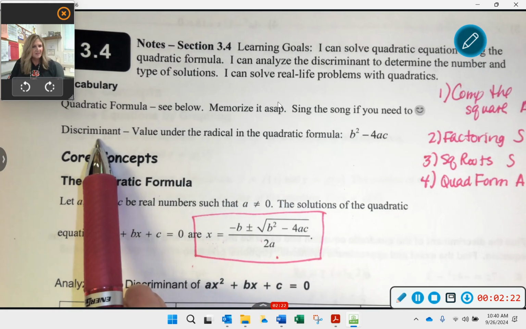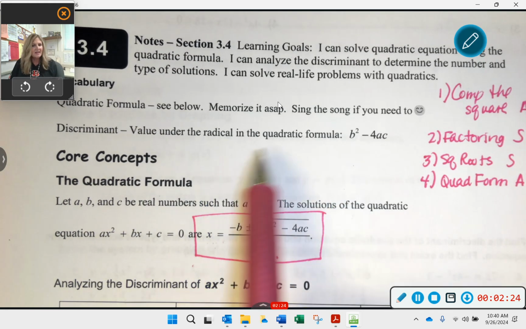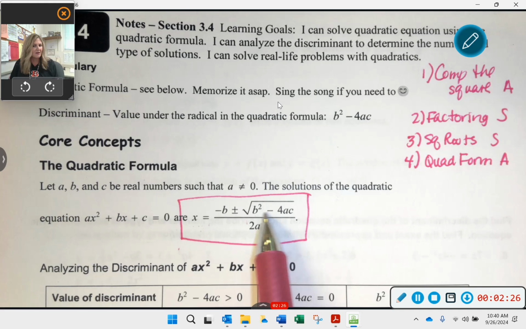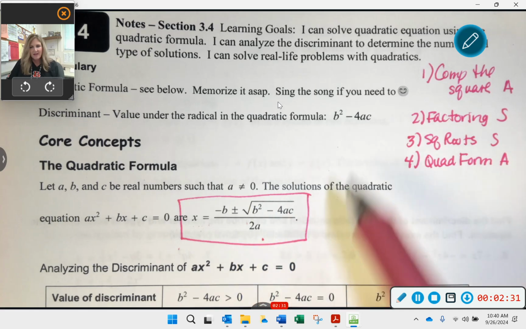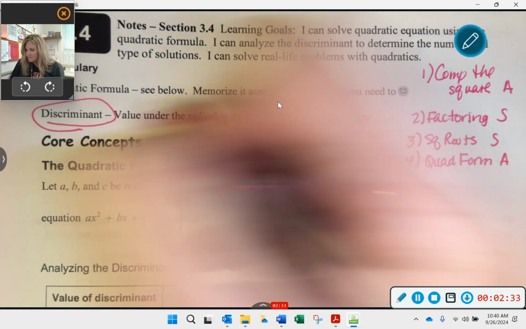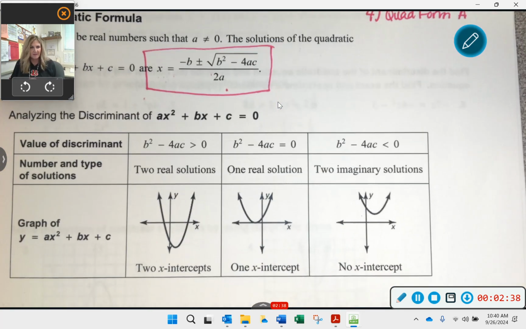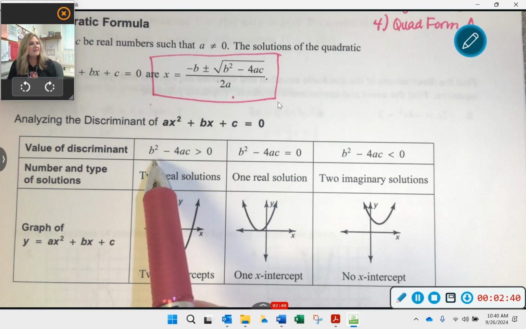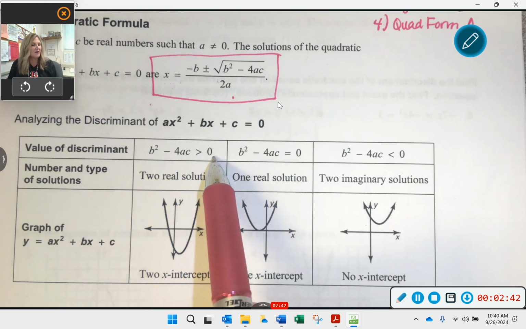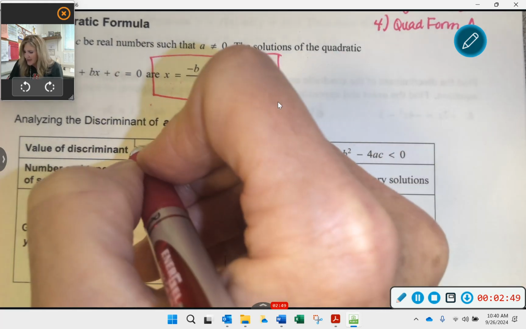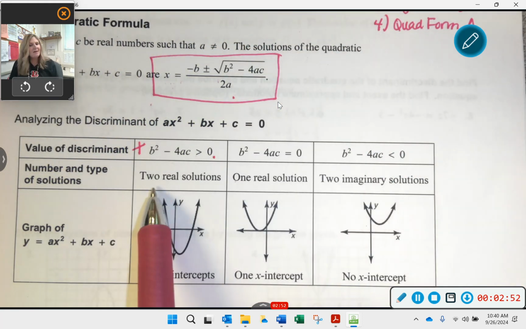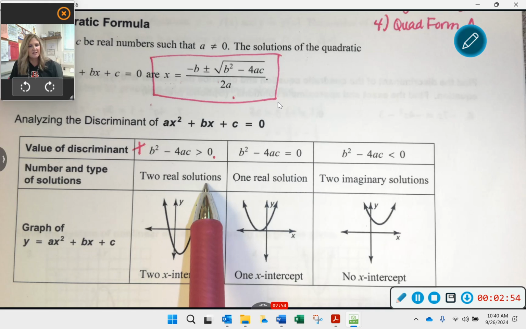Now, the discriminant. The discriminant is this value that's under the radical. See how under the radical we have this b squared minus 4ac? That's what we call the discriminant, right there. So why do we care about the discriminant? Well, if the discriminant is greater than 0, meaning it's positive, that means we're going to have two real solutions.